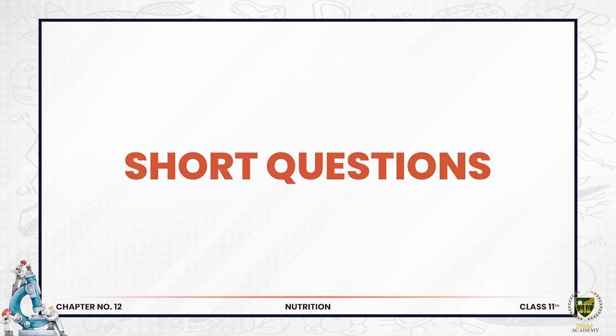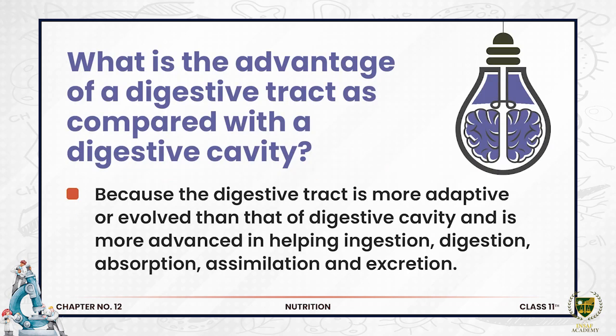Now question number 3, the short questions. What is the advantage of digestive tract as compared with the digestive cavity? So digestive tract is a tube-like digestive system, which is more beneficial for animals as compared to digestive cavity or a sac-like digestive system, because digestive tract is more evolved than digestive cavity and is more advanced in helping ingestion, digestion, absorption, assimilation, and excretion.